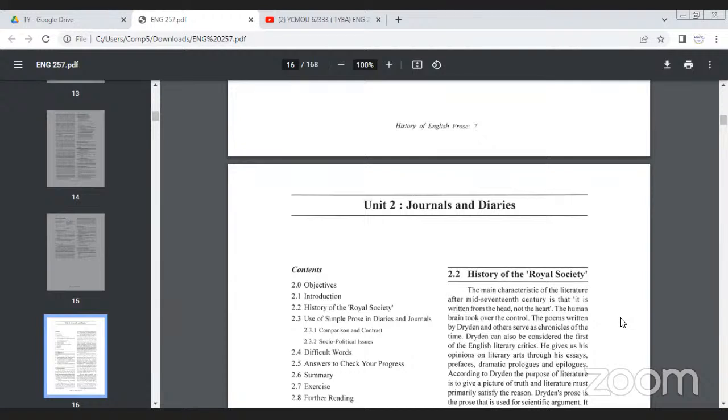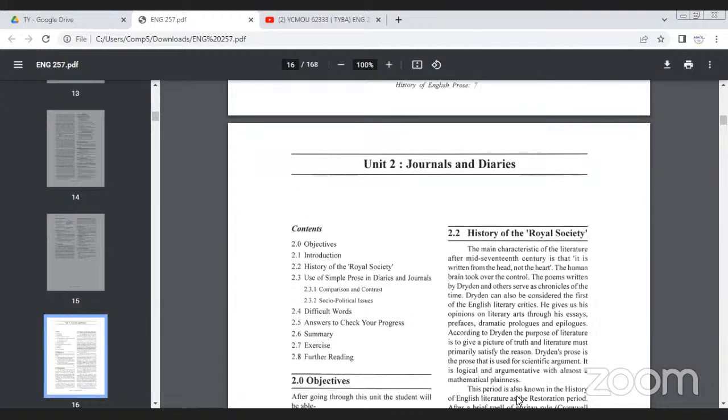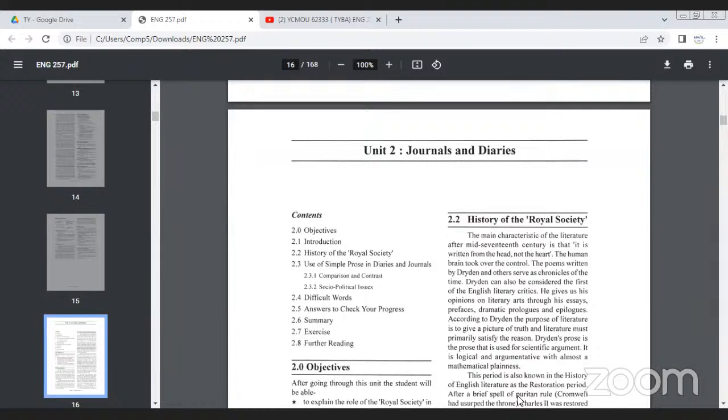According to Dryden, the purpose of literature is to give a picture of truth, and literature must primarily satisfy the reason. Dryden's prose is the prose that is used for significant argument. It is logical, an argument with almost a mathematical plainness.